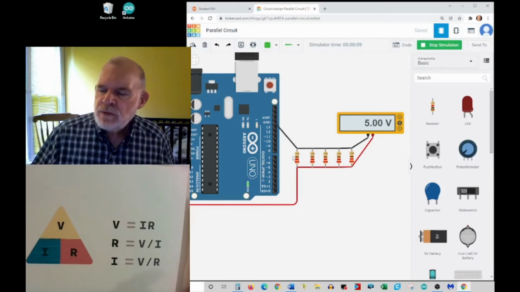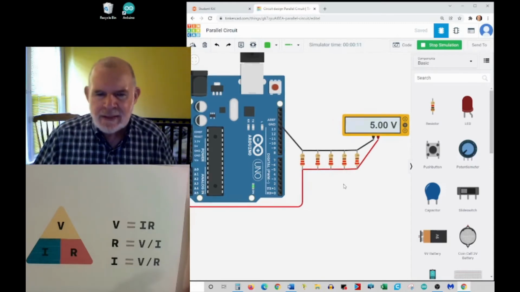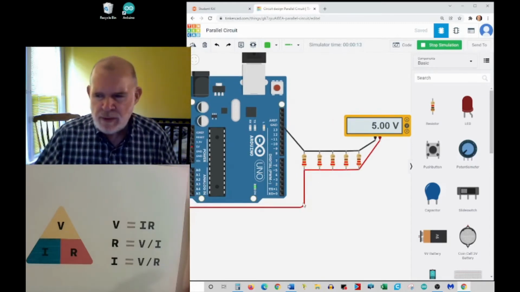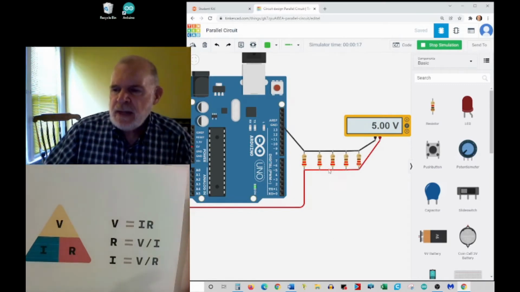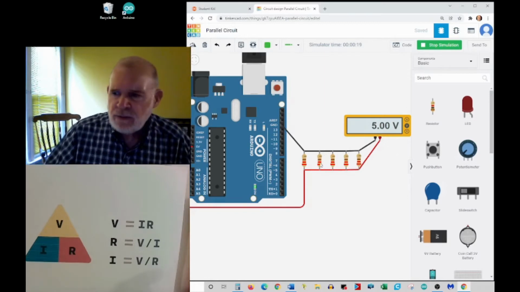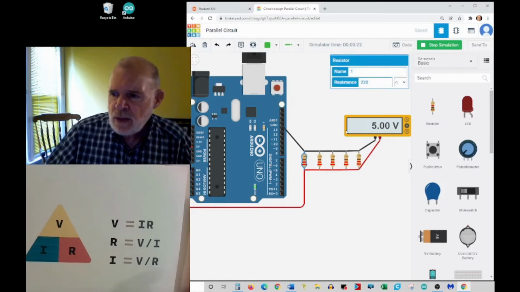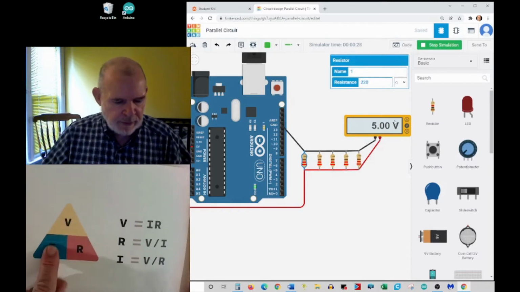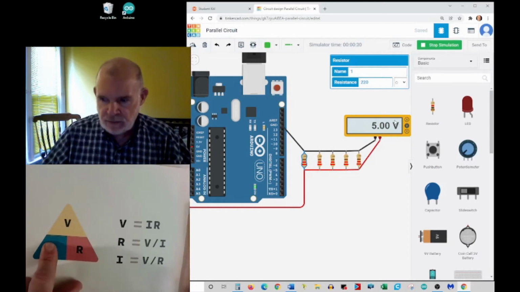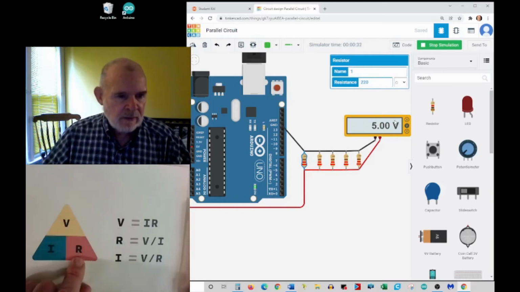But if I were to measure the current in any one, it would be less than it was before, because the current is split between all of them. Actually, I can compute the current now, right? Because with Ohm's law, I know my resistance and my voltage, so I could compute the current in any one of them: the volts divided by resistance.